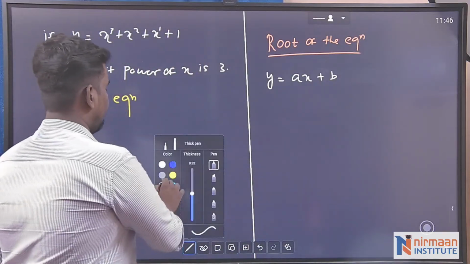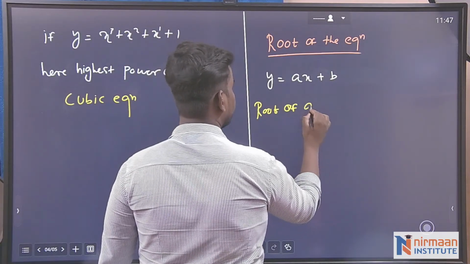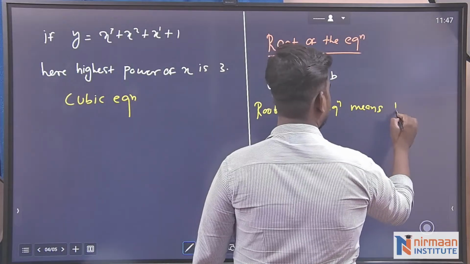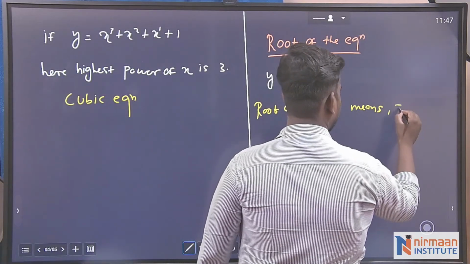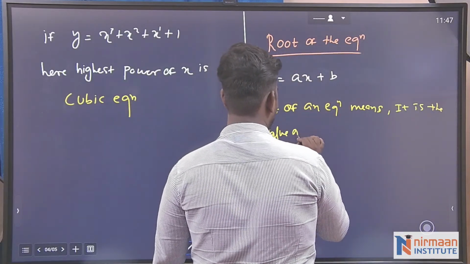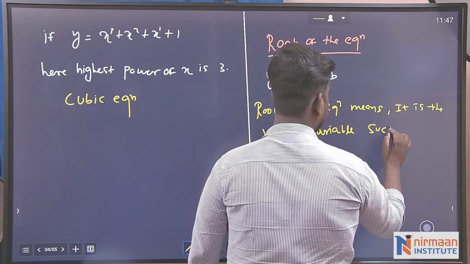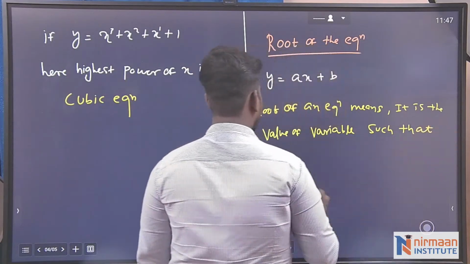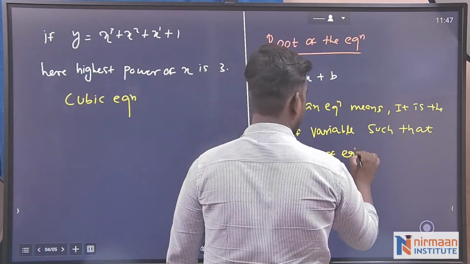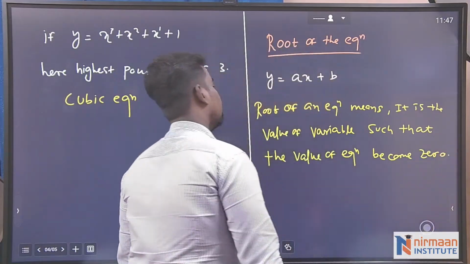So I'm writing: root of an equation means the value of the variable such that the value of the equation becomes 0. The value of the equation becomes 0.